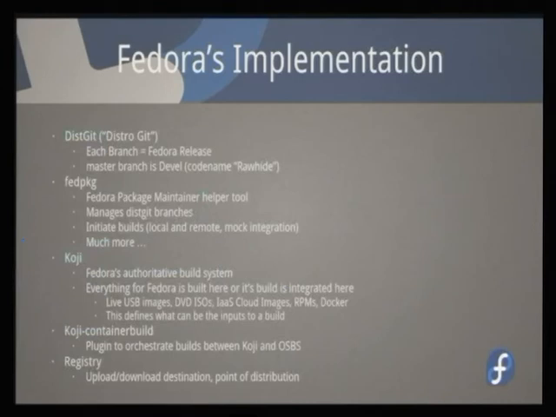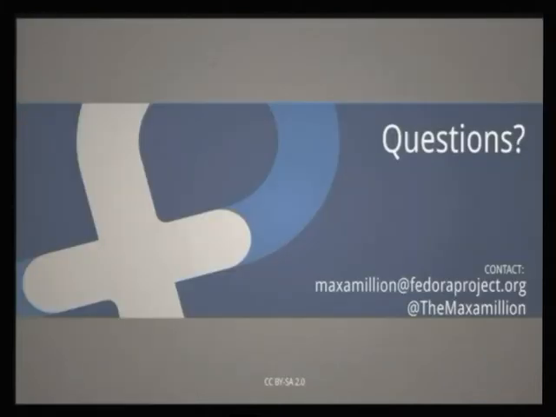So dist-git, for those who are not familiar, is a distro Git structure set up by Fedora. It's used to provide versioning for all the input sources that result in becoming Fedora. There's a branch for each release. Master branch is Rawhide. Rawhide is our development version, for those who don't know. Fed package is the maintainer's build tool. It allows us to have some niceties for dist-git and initiate builds locally and remotely. If anybody wants to do mock builds locally, you can do that.